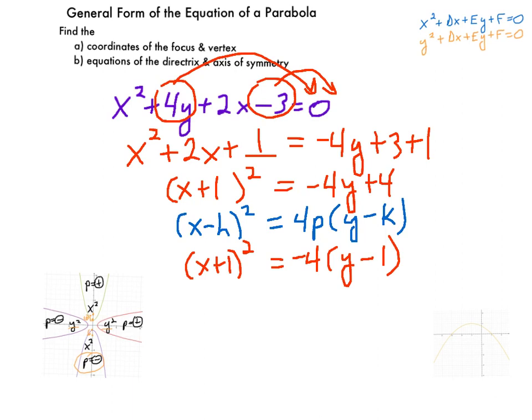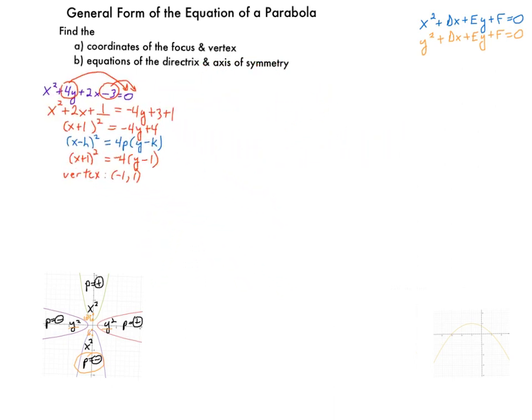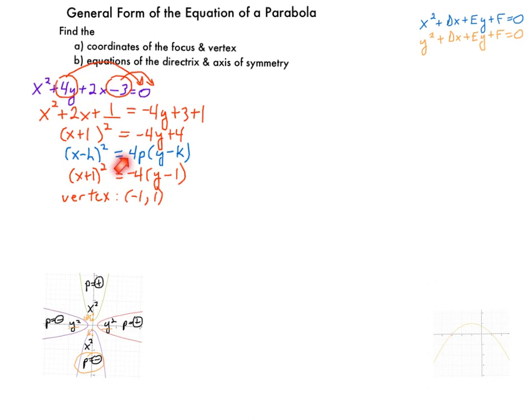Now we can at least tell you the vertex. The vertex is h, k, so the vertex is negative 1 comma 1. Now for the focus, in order to figure it out, we need to know what p is. Notice that 4p equals negative 4, which means that p is going to equal negative 1.